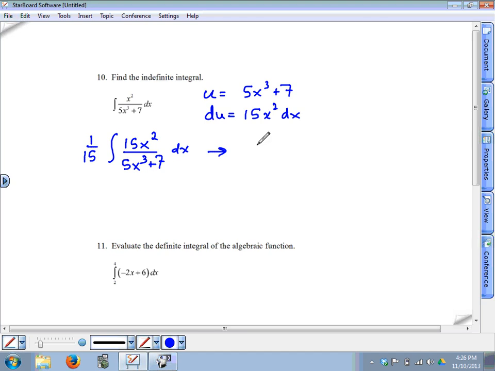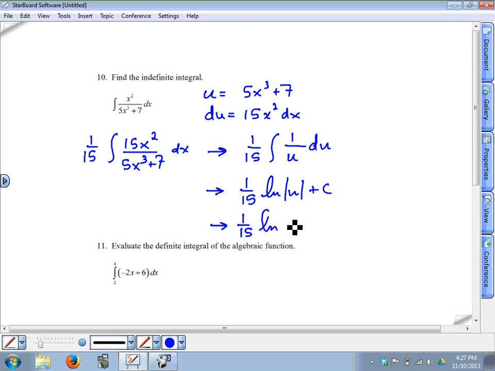Okay, so this turns into 1/15 times the integral of 1 over u du. Now the integral of 1 over u du, or simply the integral of du over u, is equal to the natural log of u. So this turns into 1/15 times the natural log of u plus c, which turns into 1/15 times the natural log of 5x to the 3rd plus 7, plus c.